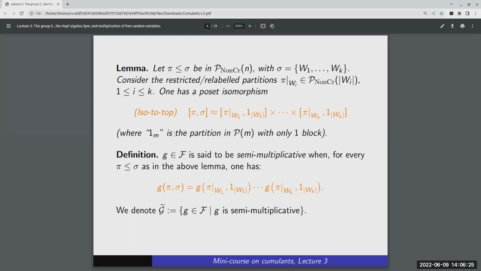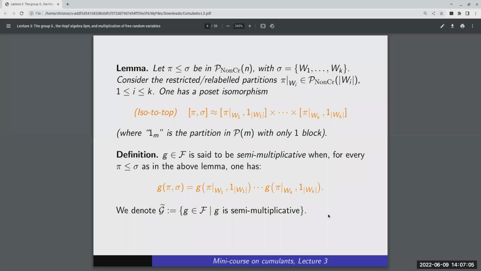It's easy to see that this is what I advertised on Tuesday as the isomorphism: the interval pi sigma is broken as a Cartesian product of K things, and each is an interval starting from this restricted relabeled partition up to the biggest element, the partition with one block. The definition from Tuesday, repeated here in more detail, is that G is semi-multiplicative when it follows this factorization: G of pi sigma must be the product of these factors.